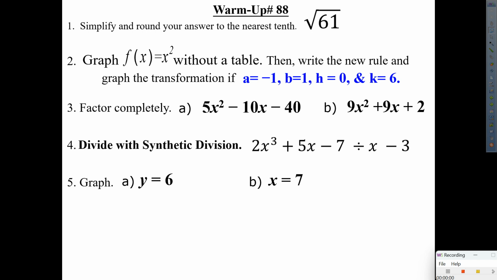Welcome back to another exciting day of mathematics. Warm-up 88 is on the screen. By now, that should be automatic, right? You're waking up square roots, right? Or synthetic division. All right, let's see how you do with that. Copy it and go.